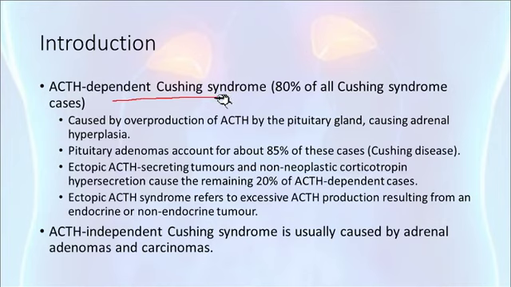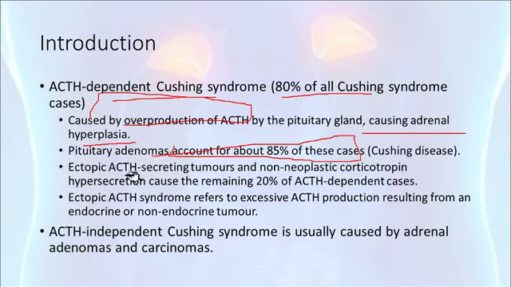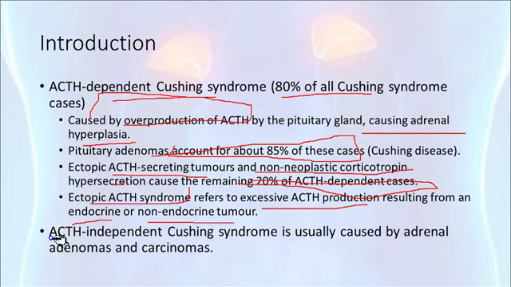ACTH dependent Cushing syndrome forms 80% of all forms of Cushing syndrome cases, and is caused by an overproduction of ACTH by the pituitary gland, causing adrenal hyperplasia. Right? Pituitary adenomas will account for about 85% of these cases, right? And ectopic ACTH secreting tumors and non-neoplastic corticotropin hypersecreting tumors can cause about 20% of ACTH dependent conditions. Ectopic ACTH syndrome refers to excessive ACTH, or adrenocorticotropic hormone, production resulting from endocrine or non-endocrine tumors. ACTH independent Cushing syndrome is usually a result of adrenal adenomas or adrenal carcinomas.